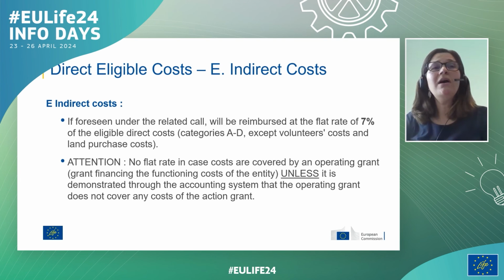So we've been talking about the direct costs. Now the indirect costs. So it's 7% of the direct costs, excepting volunteer costs and land purchase. And again, if you have an operating grant, these are normally not allowed unless you can demonstrate that your accounting system does not cover any costs of the action grant. Next slide, please.